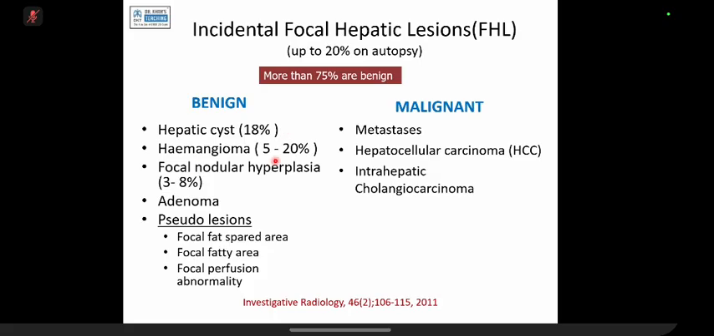Now, hemangiomas, 5 to 20%. Focal nodular hyperplasia is something very important for your exam. Please remember, focal nodular hyperplasia is not a neoplasia. It is not a neoplasia. What is happening is that there is an arteriovenous malformation type of a thing, and it enhances. The problem is it enhances on arterial phase. And when it enhances on arterial phase, it can be good, it can be bad.